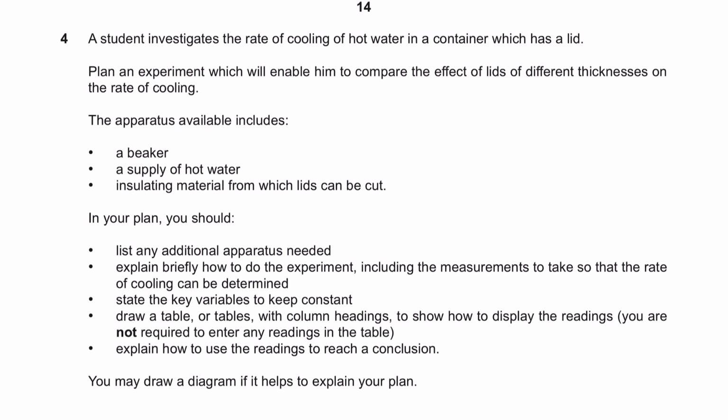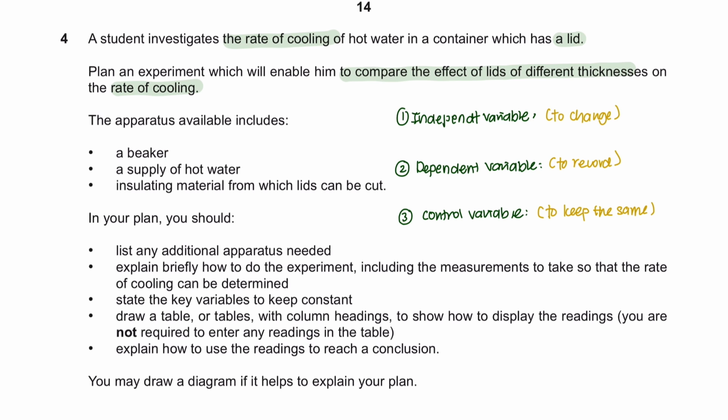Question 4. A student investigates the rate of cooling of hot water in a container which has a lid. Plan an experiment which will enable him to compare the effect of lids with different thickness on the rate of cooling. Before planning, let's identify the key variables. I like to use the initials IDC, I don't care, to remember which variable I am looking for. Now the independent variable is what is being changed in this experiment. And as you can see here, we are comparing the effect of lids with different thicknesses.